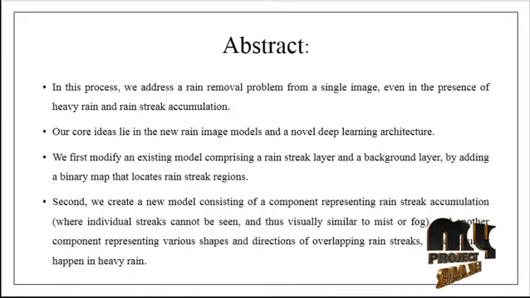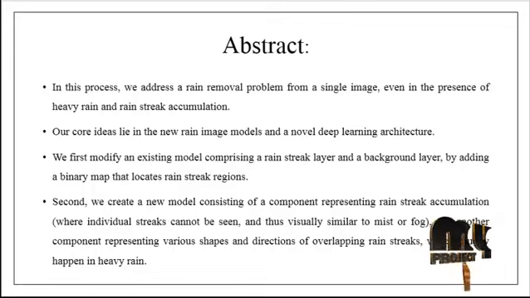In this process we address the rain removal problem from a single image, even in the presence of heavy rain and rain streak accumulations. Our core idea lies in a new rain image model and a novel deep learning architecture to remove the rain streaks from the image. We first modify an existing model comprising rain streak layers and background layers by adding a binary map that locates the rain streak region separately.